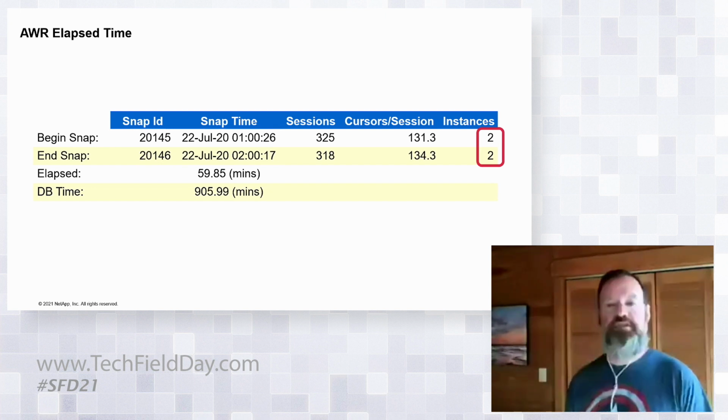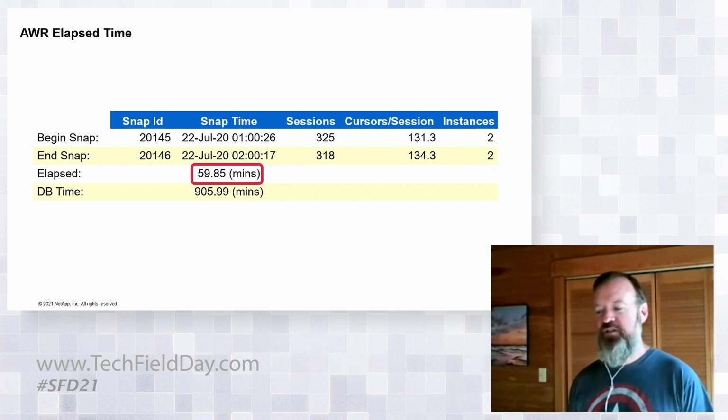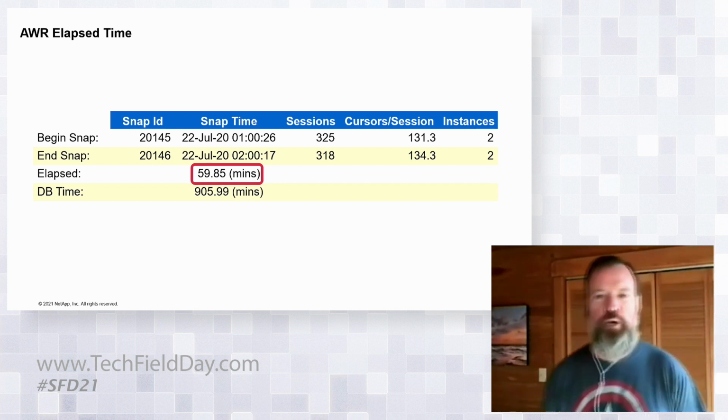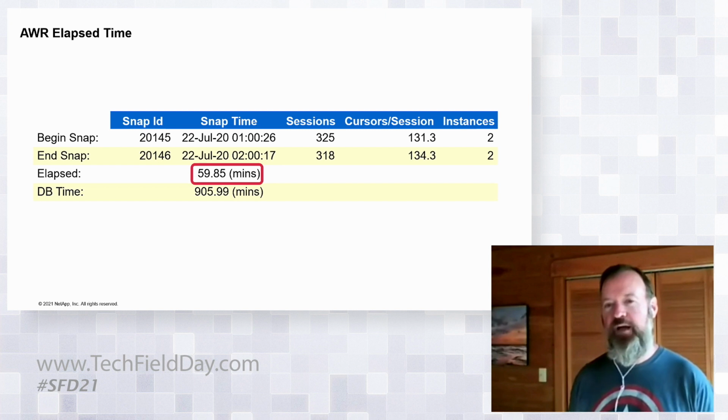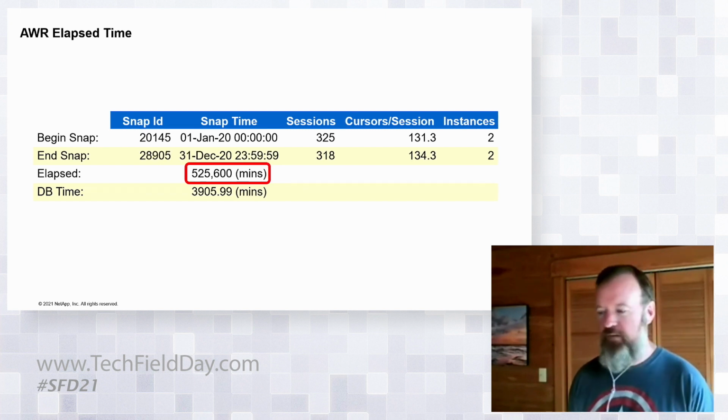And I can see there are 2 instances. This is a 2-node RAC cluster. Most importantly to me, elapsed time of 59 minutes. This is a 1-hour report, so it's an average of what happened during that hour. There could have been significant peaks during the hour. Maybe it was consistent. All I know for sure is that it's an hour, and that's reasonably granular.